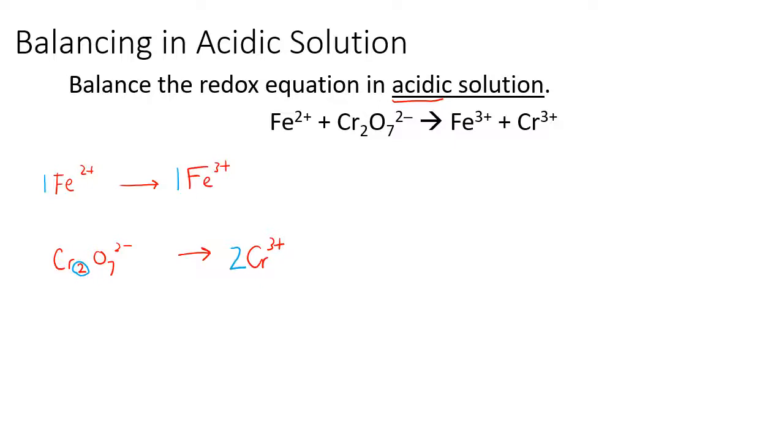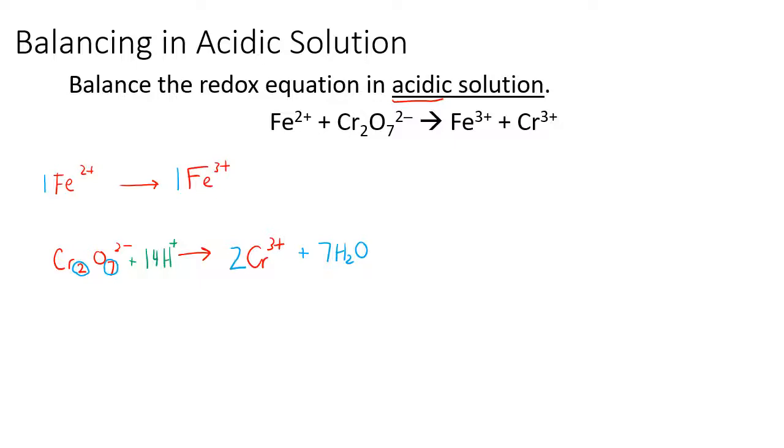Next, we balance our oxygens. We have 7 oxygens on the left-hand side and none on the right. We balance oxygens by adding H2O. So we're going to add 7 H2O. By introducing our 7 water molecules, we also included 14 hydrogens. To balance our hydrogens, we add H+ ions. So we're going to need to add 14 hydrogen ions to the left-hand side. All of our atoms are balanced by mass at this point.